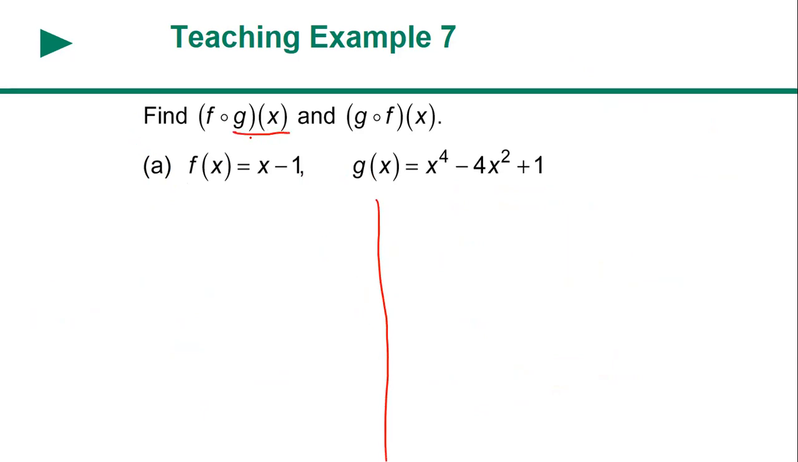So the first one you're doing is you're plugging g of x into f, and then you're gonna practice plugging f of x into g.